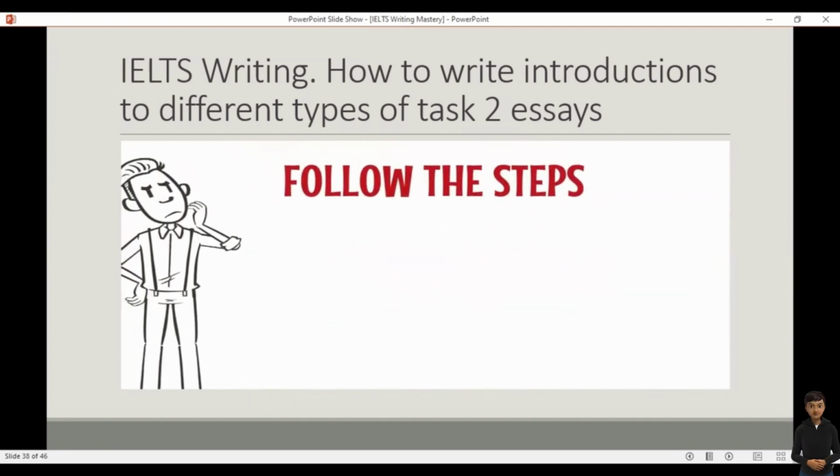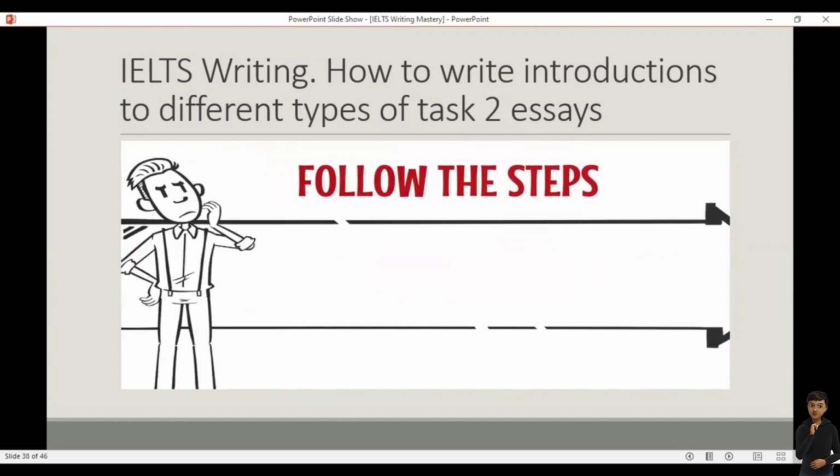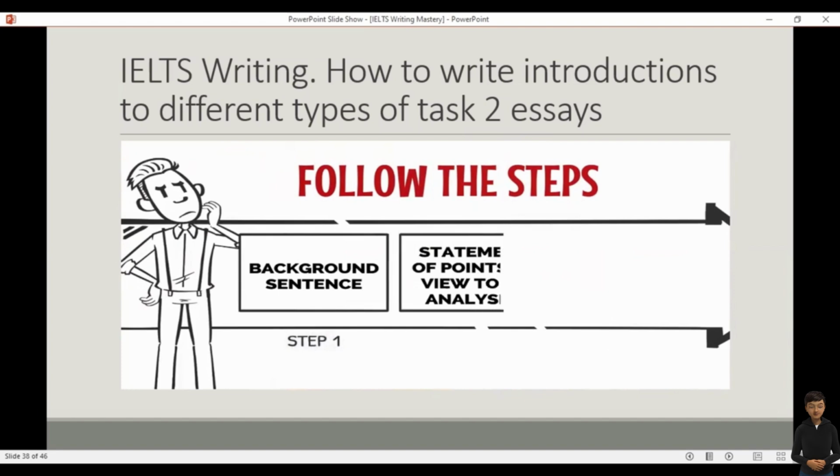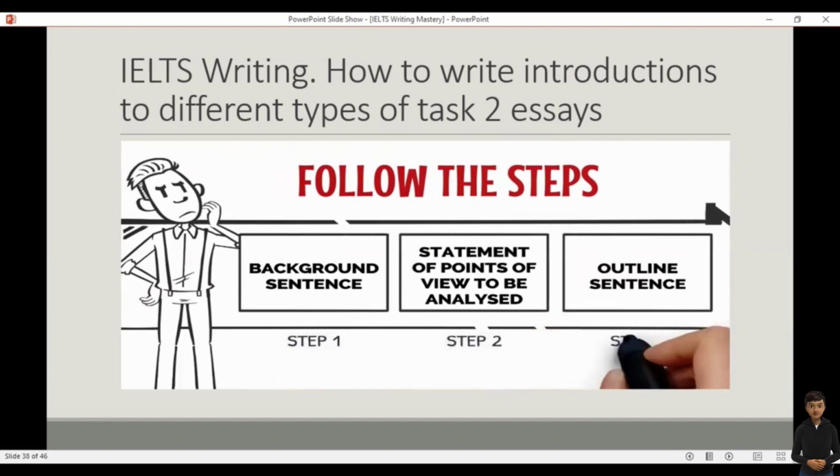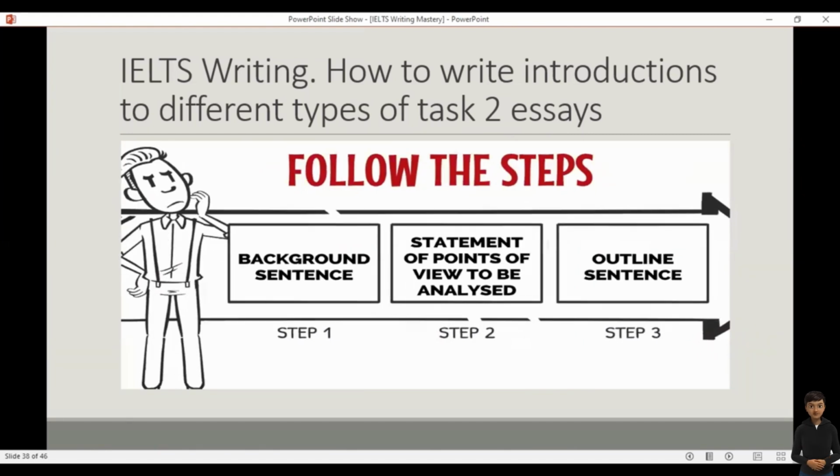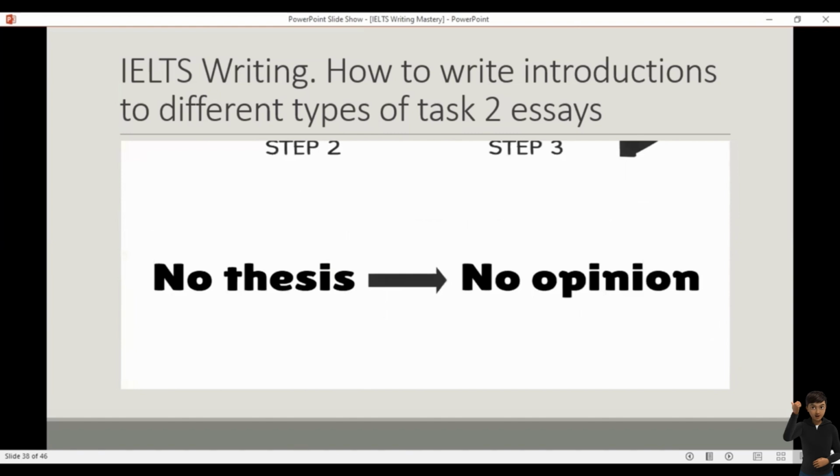Now let us look at the example of writing an introduction to discussion essays. While writing introduction for discussion essays, you can follow the given formula. Background sentence, statement of points of view to be analysed, outline sentence. As you can see, when you write discussion essays, there is no thesis, which means you don't have to give your opinion in the introduction. Let's look at a discussion essay question and an example of an introduction.